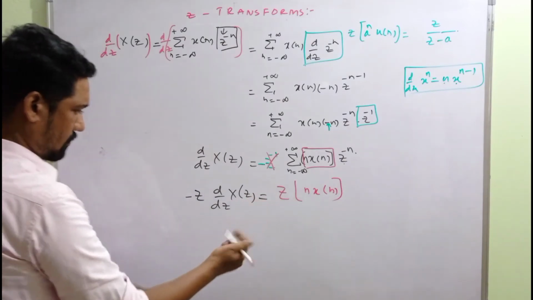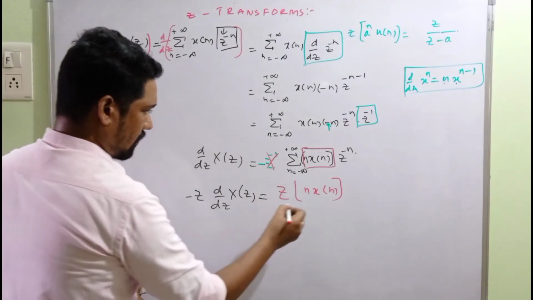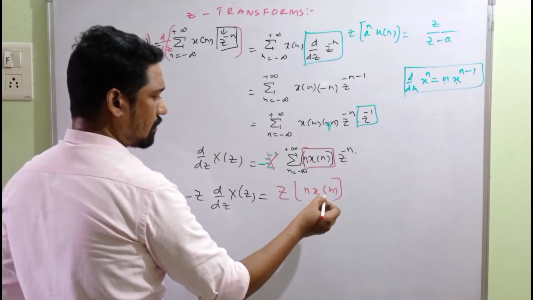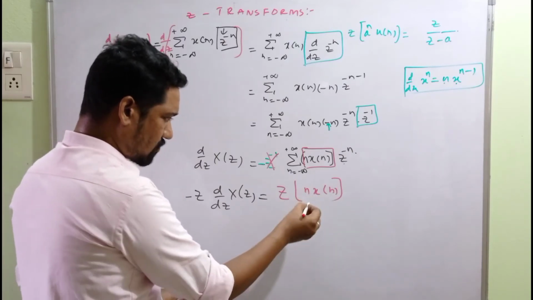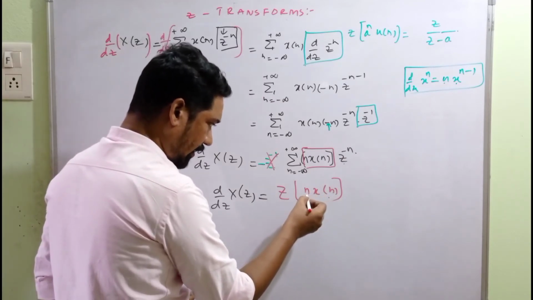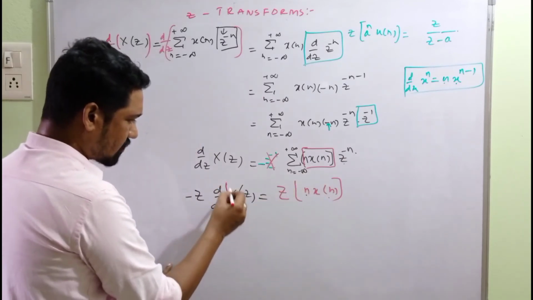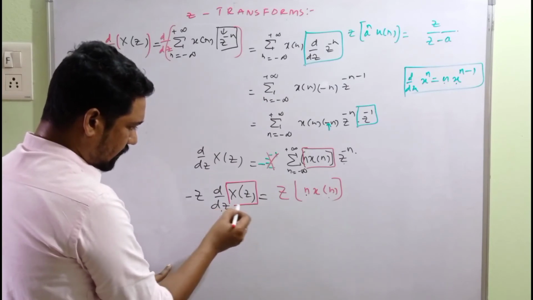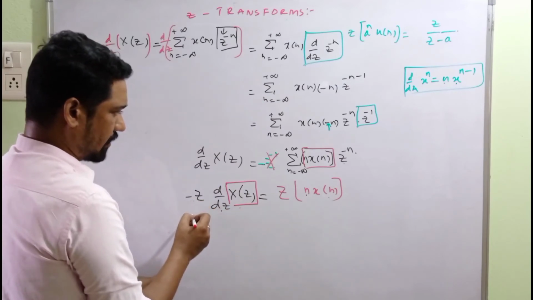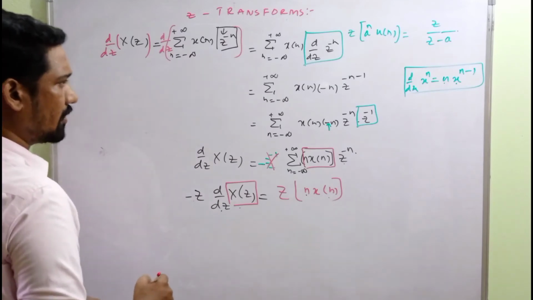What it means, the z transform of n into x of n. That says, in order to evaluate the z transform of any function multiplied with n, just evaluate the z transform of that one and obtain the derivative of that one and simply multiply with minus z. Take it down. Let me tell you.